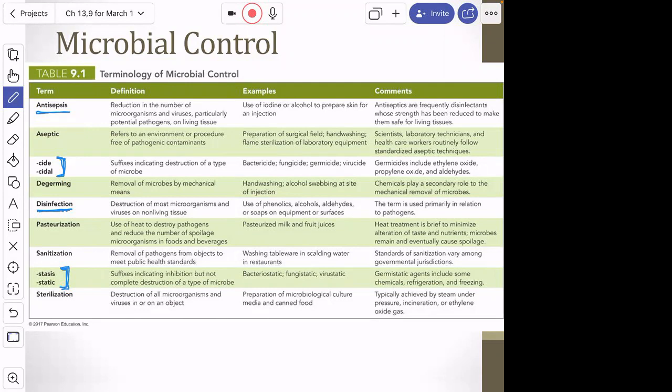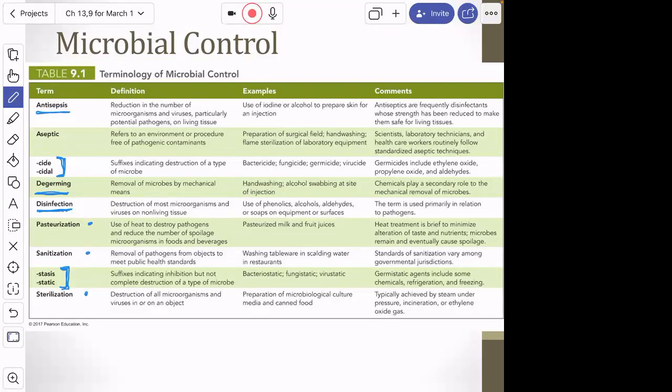Degerming is kind of a catch-all, but usually we're referring to some kind of mechanical method, some kind of scrubbing in order to remove germs. When you wash your hands, some of that scrubbing action is going to be important to get rid of as many microbes as you can. And then the difference between these three terms: pasteurization, sanitation, sterilization.